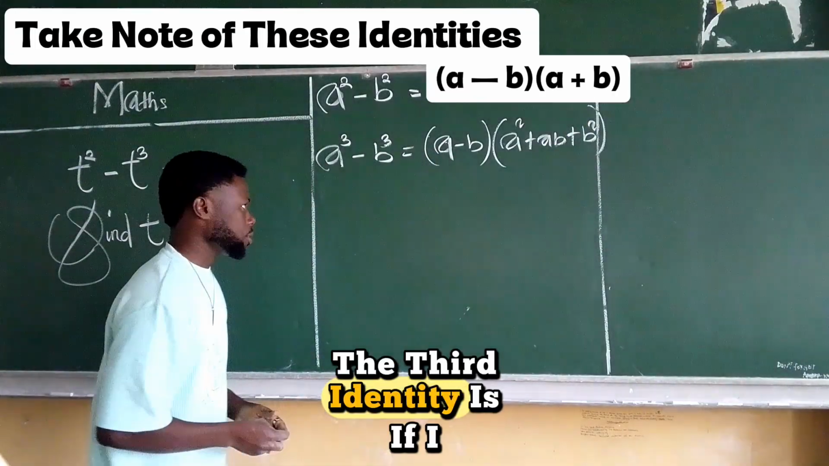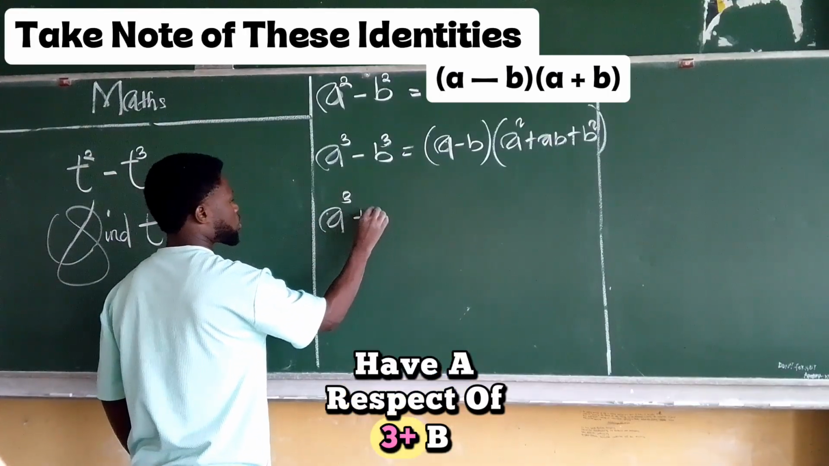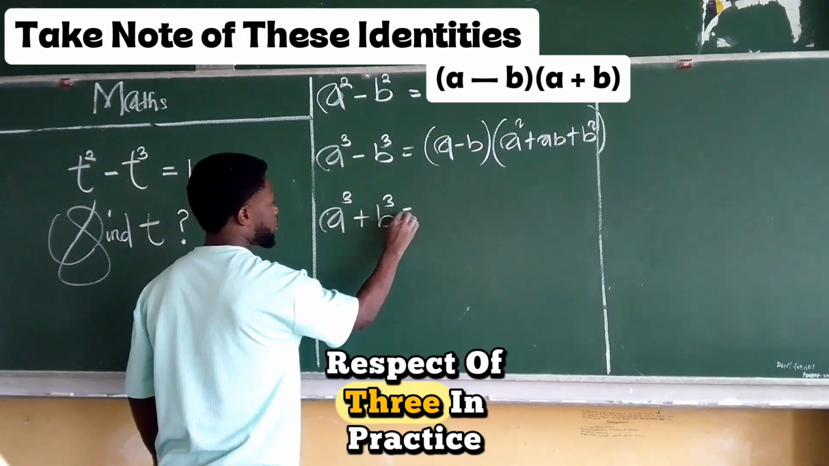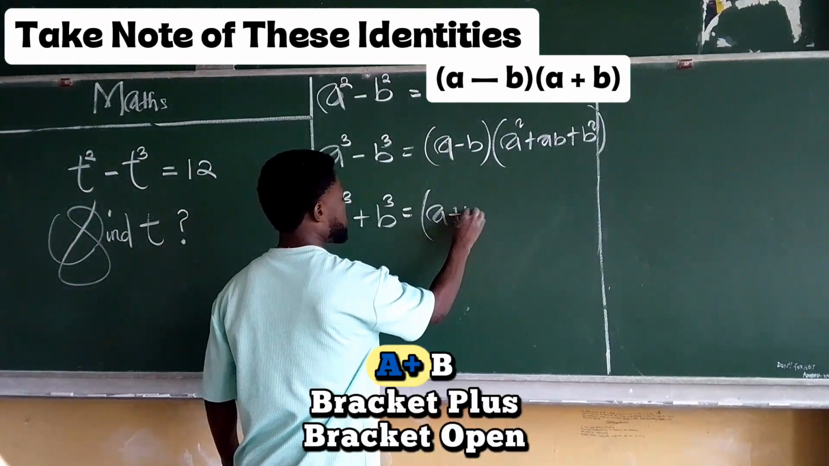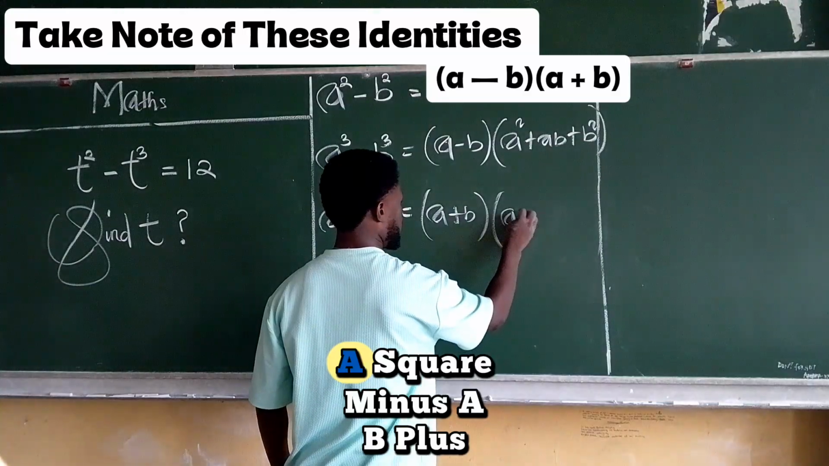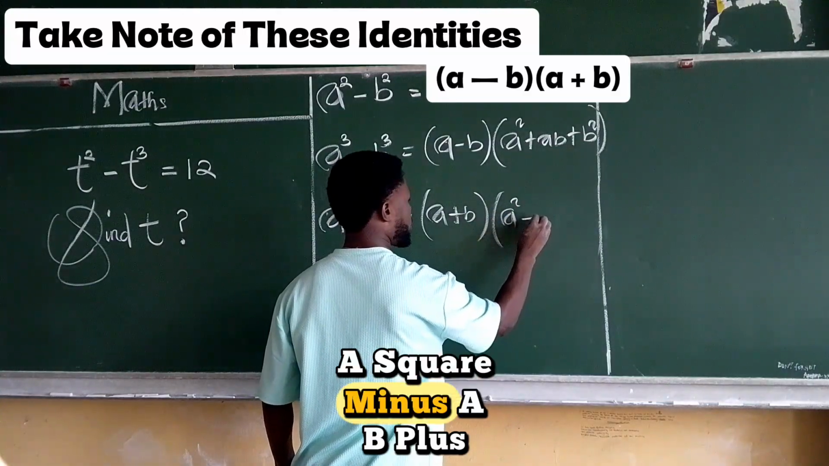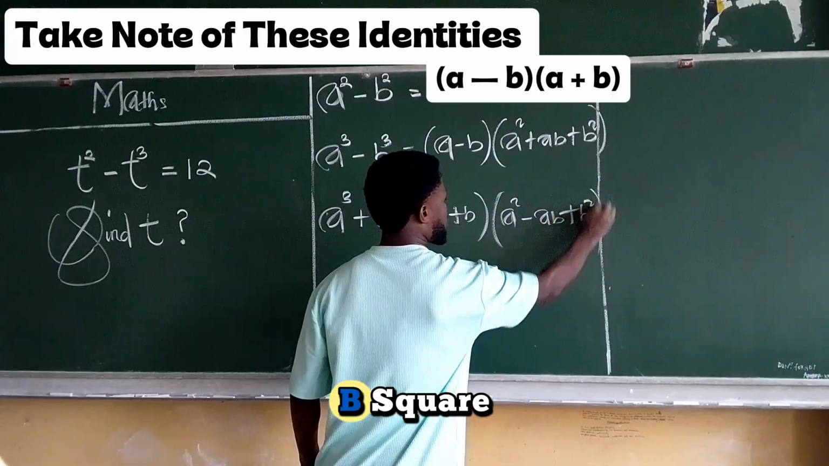The third identity is if I have a raised to the power of 3 plus b raised to the power of 3, this is the same as (a plus b)(a squared minus ab plus b squared).